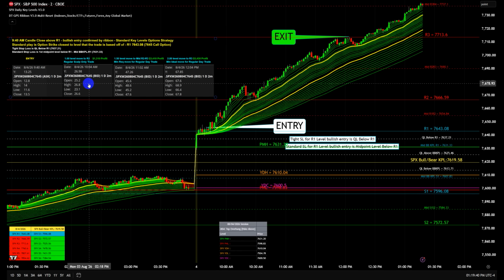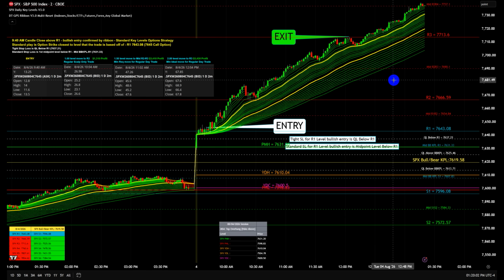2660 is the bid of the 1004, so that's a profit of $1,310 per contract. On the 1.5 level move at 11:02 a.m. candle close 4760, the bid, that's a profit of $3,410 per contract.